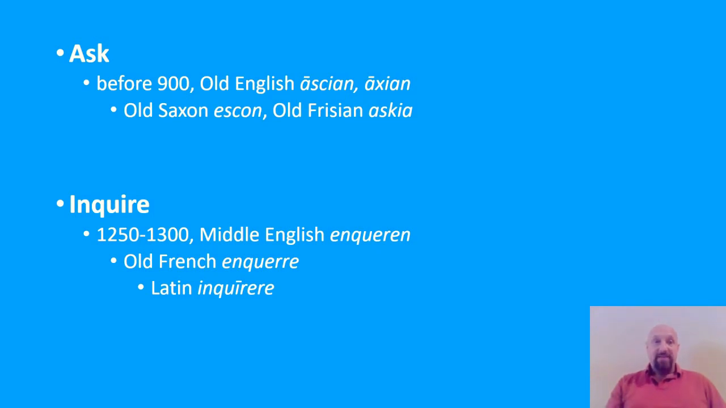We have ask, as we can see, before 900, an Old English word. See its origin from Saxon, from Frisian. Then we have inquire, which came around 1250 to 1300. A Middle English word that was from the Old French, which originated originally in Latin.